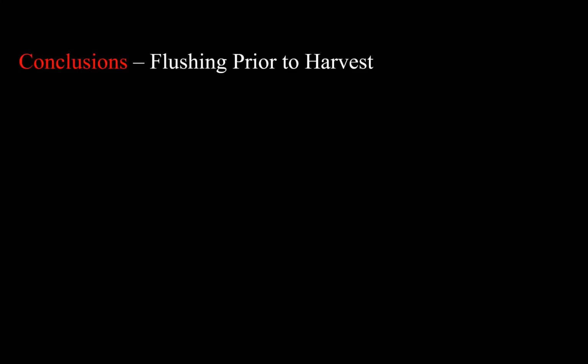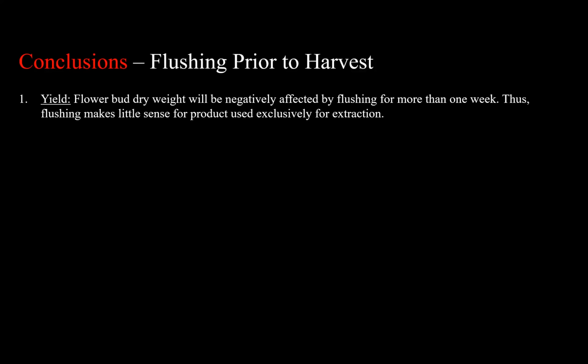So our conclusions with the flushing portion of this, the traditional flushing approach, where we're flushing at the end of the crop, is that again, if we're looking at yield as being the most important thing, then flower bud dry weight will be negatively impacted by flushing for more than 1 week. Again, 1 week, not a statistical difference. More than 1 week, we do get a difference. And thus, this really makes little sense if we're exclusively harvesting product for extraction. But if quality is a concern, then we do get an increase in cannabinoid concentration with increased flushing. So again, there's a bit of a balancing act there in terms of managing yield and quality.